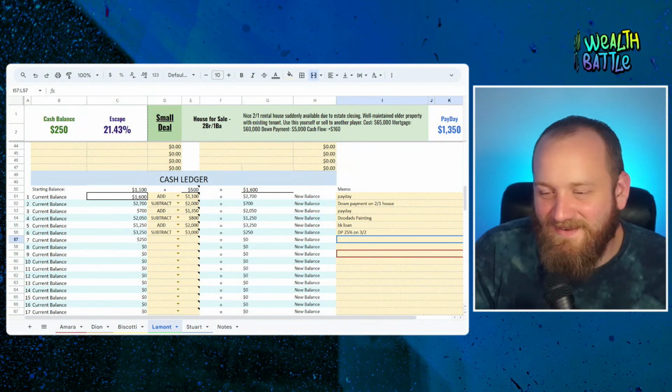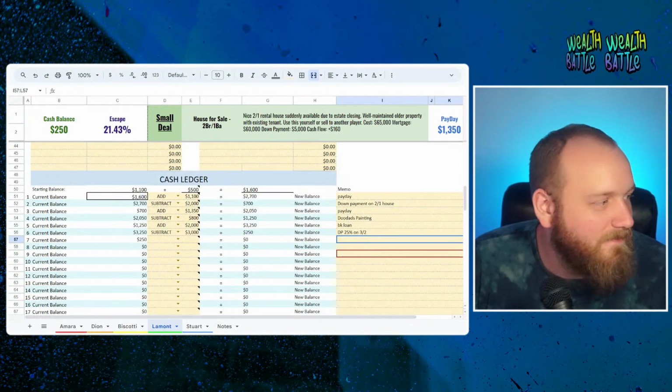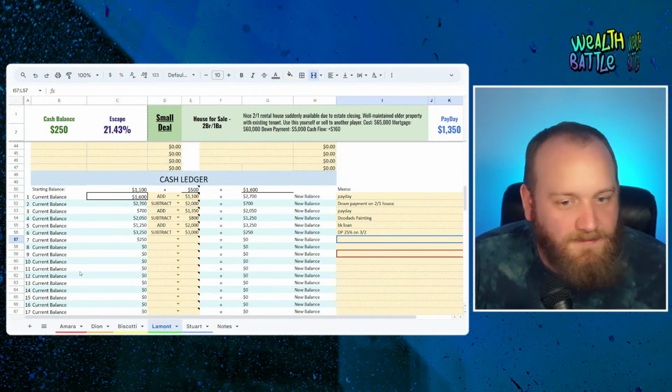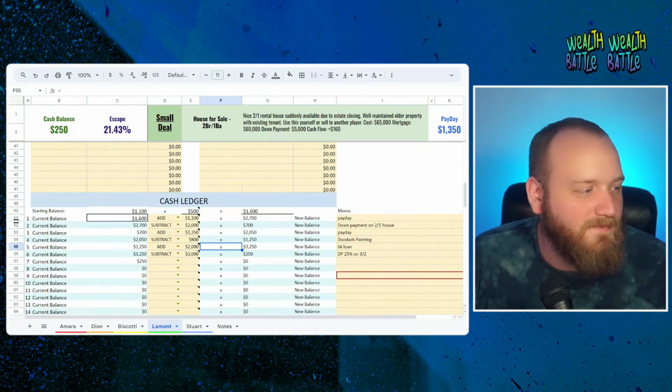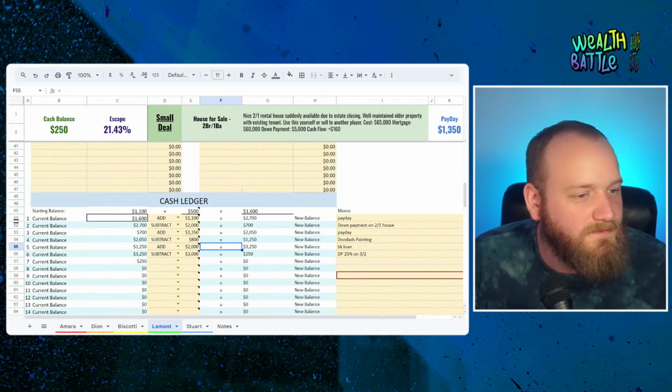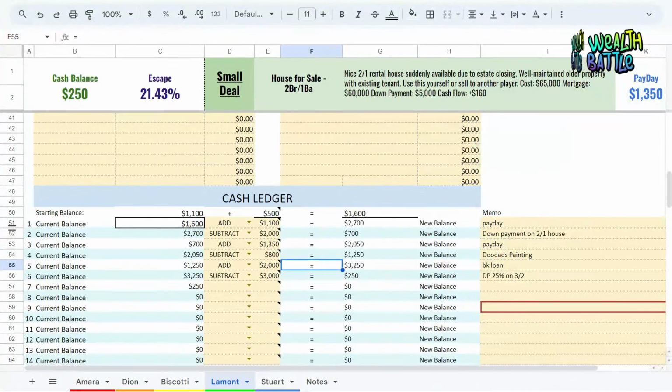House for sale, 2-bedroom, 1 bath. Nice 2-bedroom, 1 bath rental house suddenly available due to a state closing. Well-maintained older property with existing tenant. Cost is $65,000. Down payment's $5,000, and the cash flow is $160,000.